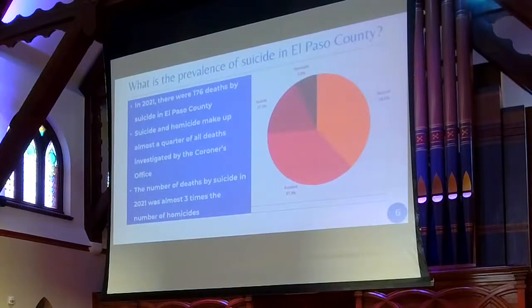So the first one is that the prevalence of suicide in El Paso County is quite large. In 2021, there were 176 deaths by suicide in our county, and suicide and homicide together make up almost a quarter of the deaths investigated by the coroner's office. Unfortunately, the number of suicides from 2020 to 2021 was nearly the same, and both were about 3 times as much as the number of homicides.